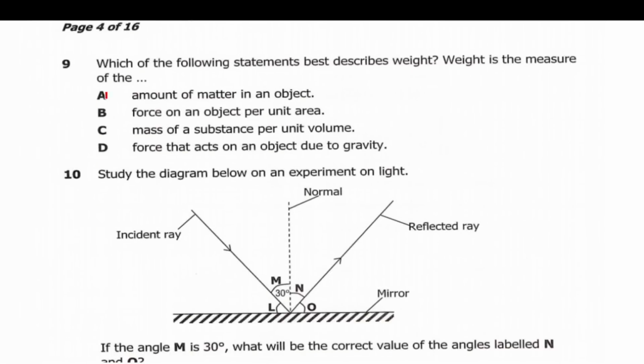So 9 says, which of the following statements best describes weight? Weight is the measure of, the answer here should be D, force that acts on an object due to gravity.